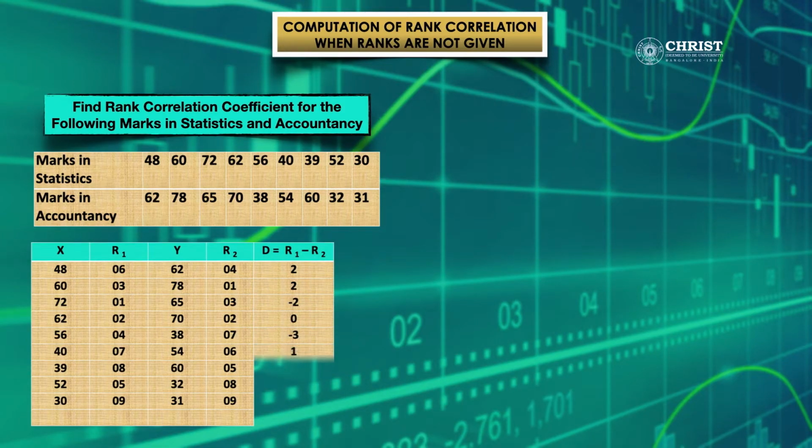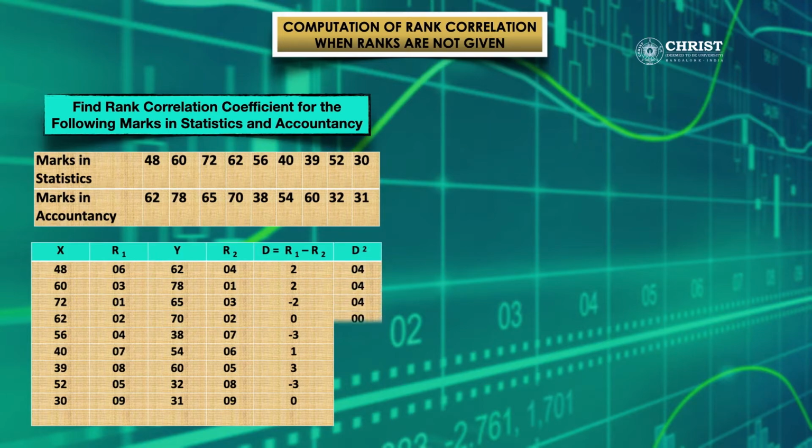Then you take the deviations: 2, 2, minus 2, 0, minus 3, 1, 3, minus 3 and 0. Now you have to find the d square values: 4, 4, 4, 0, 9, 1, 9, 9 and 0. The total you get is 40. Ranks are assigned in the highest order, that is, the highest value is getting the first rank. That method we are following for X and Y series.